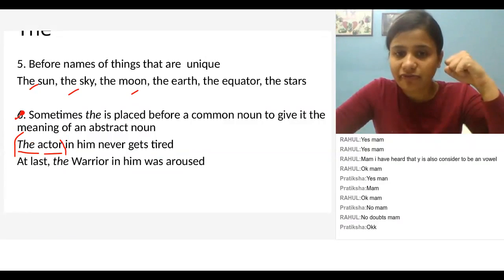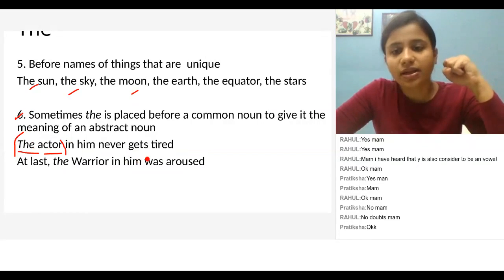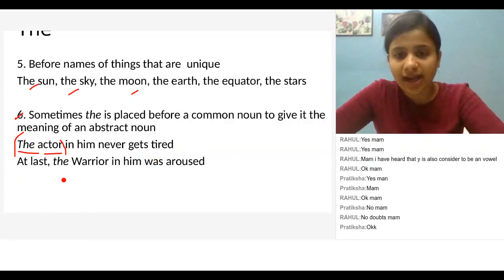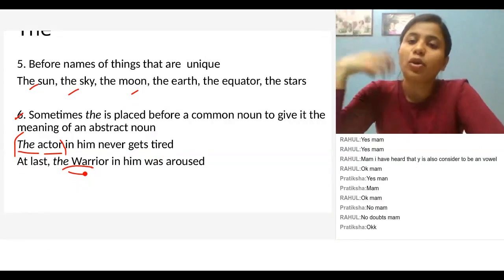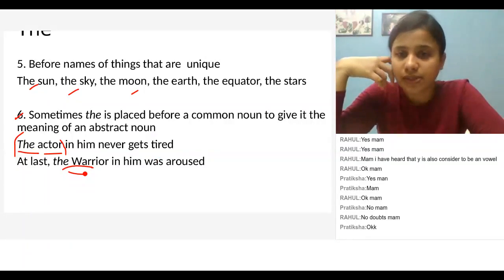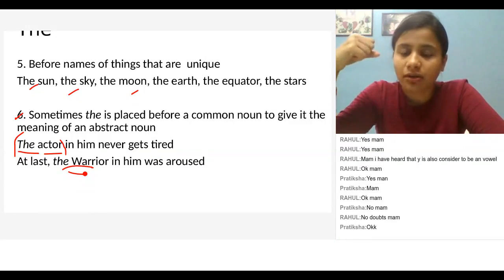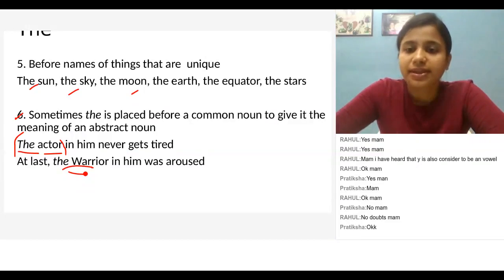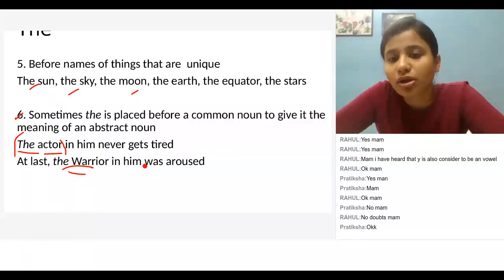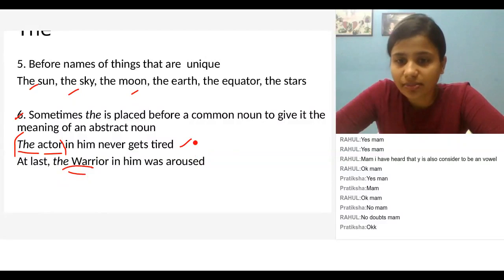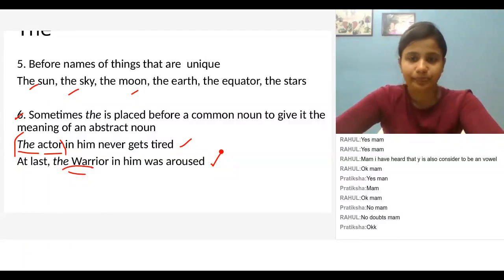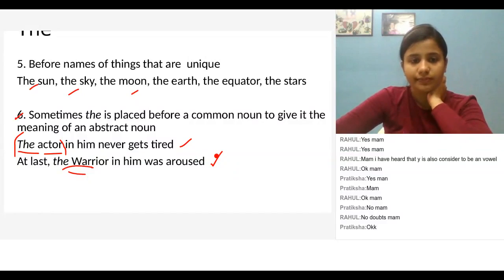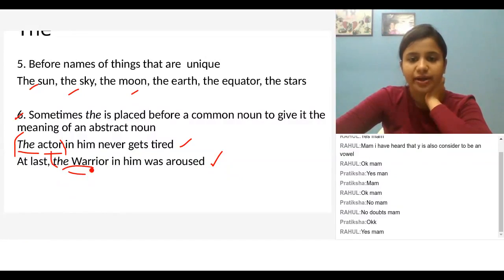This is one way of framing sentences, okay? The actor in him never gets tired. Or you say, at last the warrior in him was aroused. What do you mean by the warrior in him? Whatever qualities of a warrior, okay? The power or the qualities a warrior has. If he shows similar qualities to fight or to rebel, then you are going to say, at last the warrior in him was aroused. Did you all understand the meaning of these two sentences? This is an abstract idea, okay?